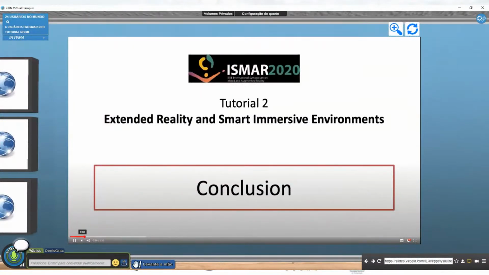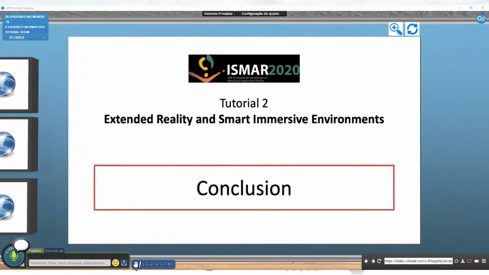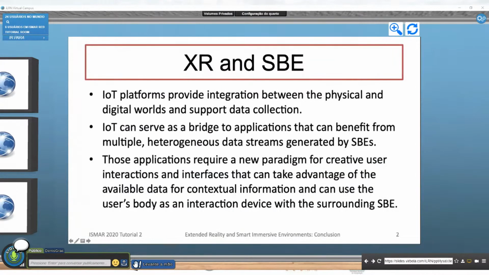In the conclusion of the tutorial, we would like to reiterate a couple of points. First, a combination of extended reality and smart built environments is possible by using Internet of Things. In other words, Internet of Things platforms provide integration between physical and digital worlds and support data collection. In other words, those three data streams that we can use to provide stimuli to the user.